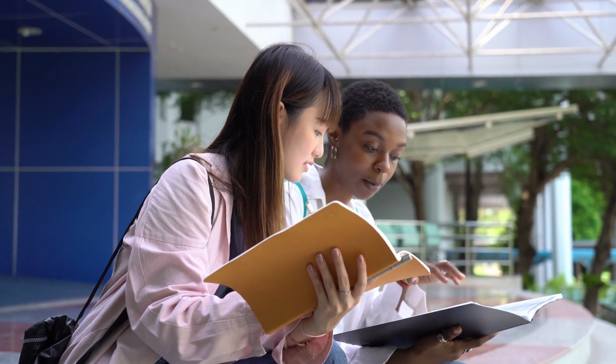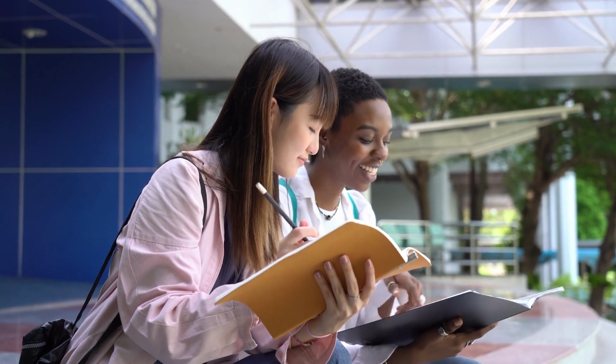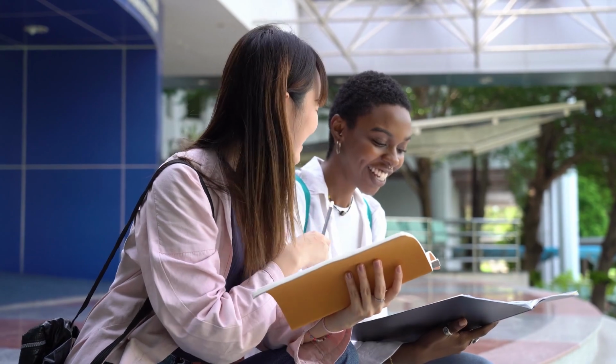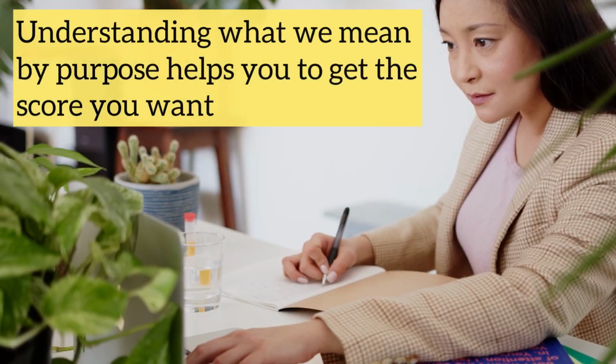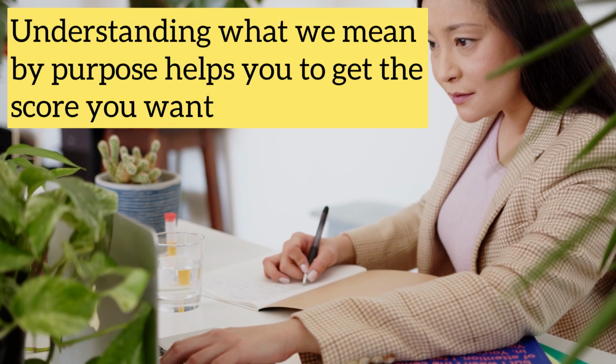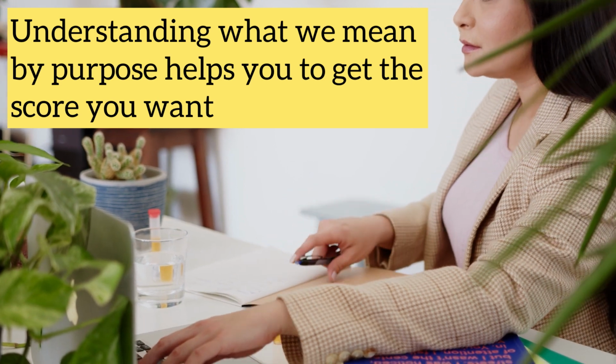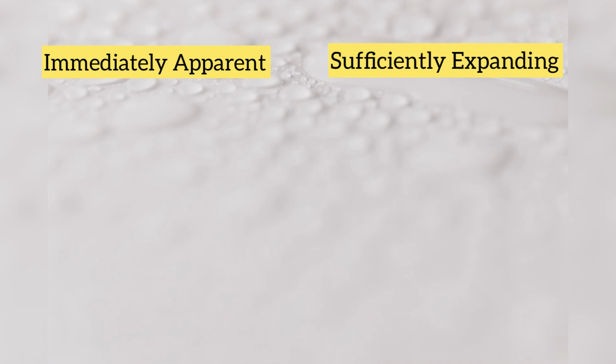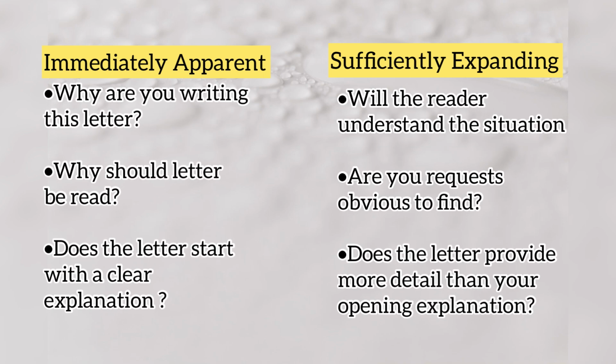Purpose is the first of 6 assessment categories that OET assessors use to score your writing subtest performance. Understanding what we mean by purpose, and what is expected of you, can go a long way to helping you get the score you want. You can break purpose up into 2 parts, immediately apparent, and sufficiently expanding. Each requires you to identify and understand the purpose of your letter through the writing task and the case notes.